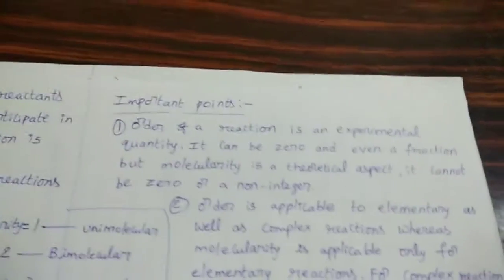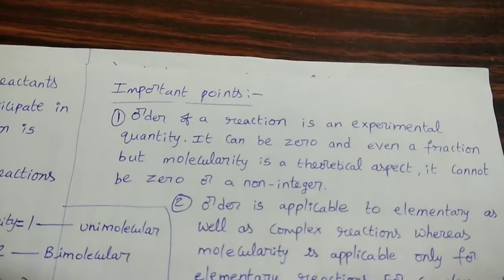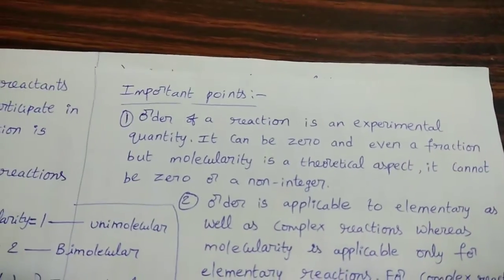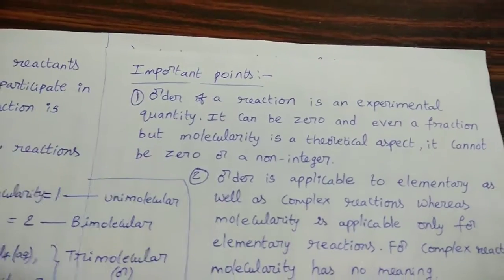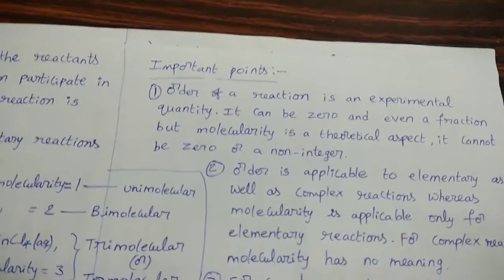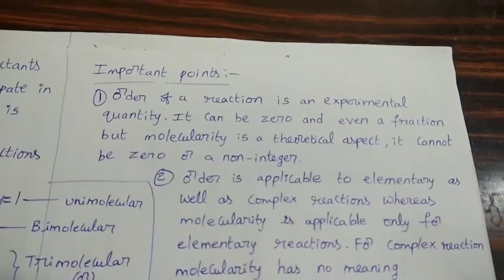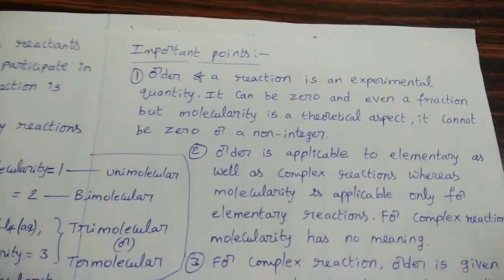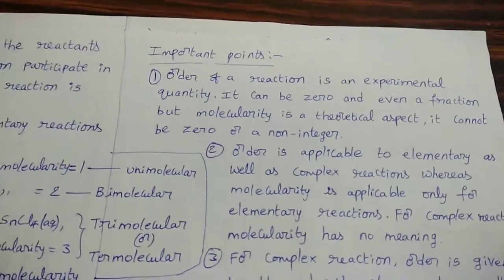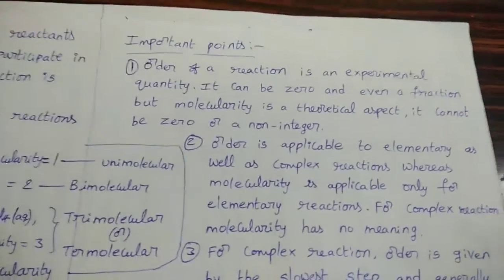But molecularity is a theoretical aspect. It cannot be 0 or non-integer. That means molecularity never becomes 0 or fraction. It should be a whole number, 1, 2, 3 like that. But keep it in mind, molecularity more than 3, those types of reactions are very rare cases. So molecularity possibilities are unimolecular, bimolecular, trimolecular, that's all.